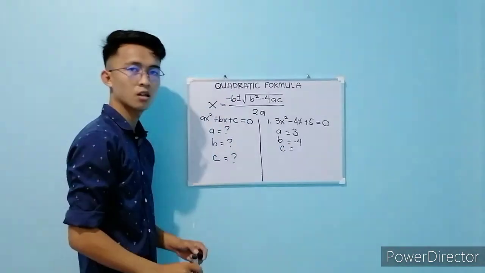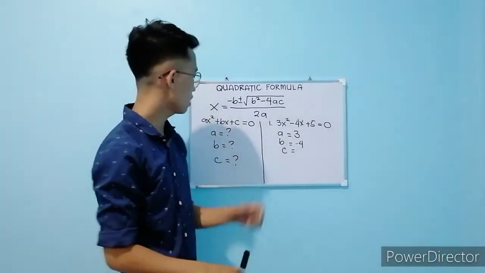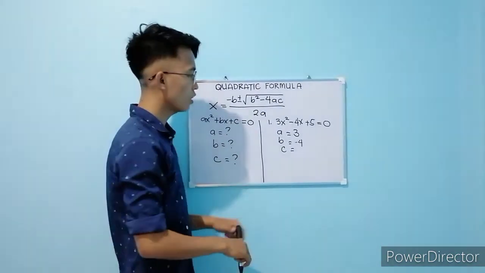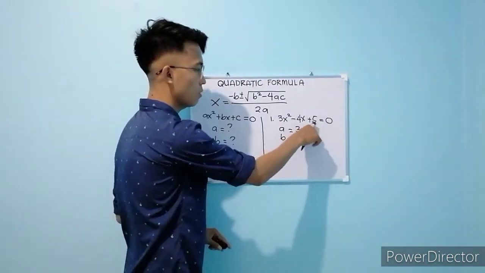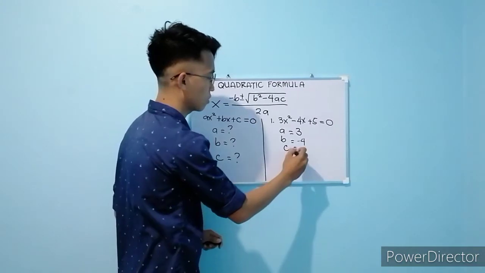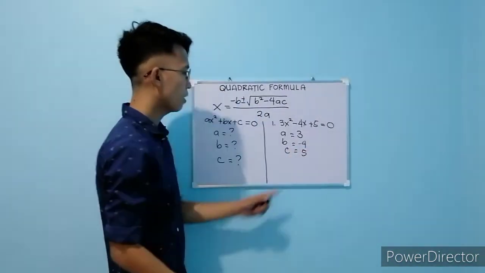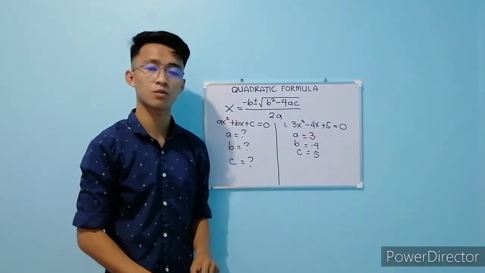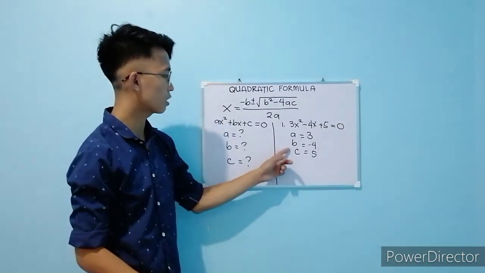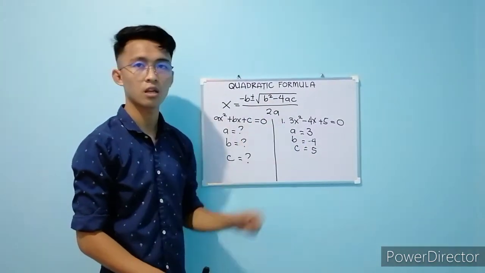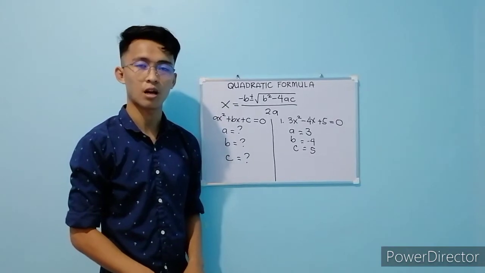And last, what is the value of c? The c is the constant term. So the constant term here is not 0, but we have 5 as our constant term. So we can now have the values of these three variables, then we can substitute them directly to the general formula, or the quadratic formula.